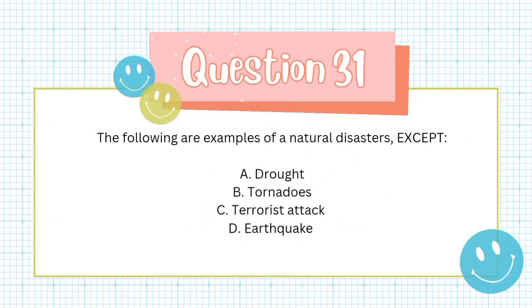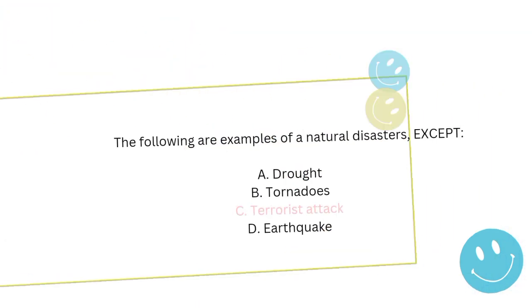31. The following are examples of natural disasters, except A. Drought. B. Tornadoes. C. Terrorist attack. D. Earthquake. The correct answer is C. Terrorist attack.